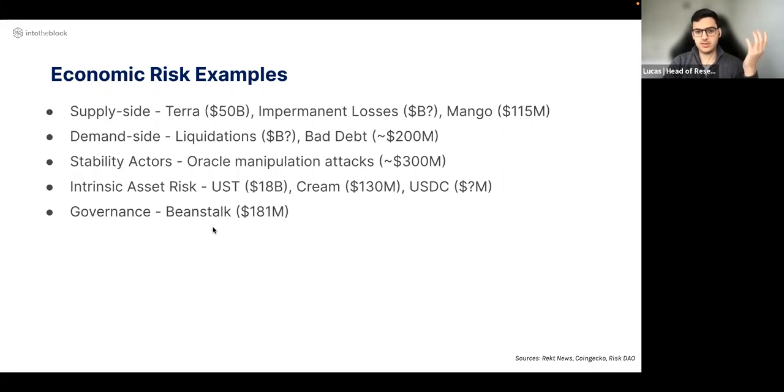Beanstalk is kind of an obscure stablecoin project, got exploited for 181 million as someone borrowed a large chunk of their Beanstalk token, manipulated a governance proposal in their favor, executed it, and effectively withdrew clients' funds without their consent.